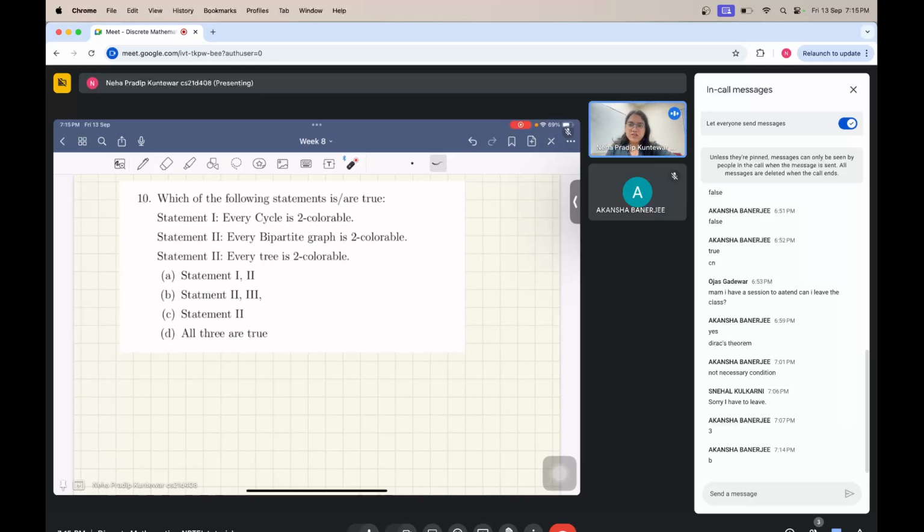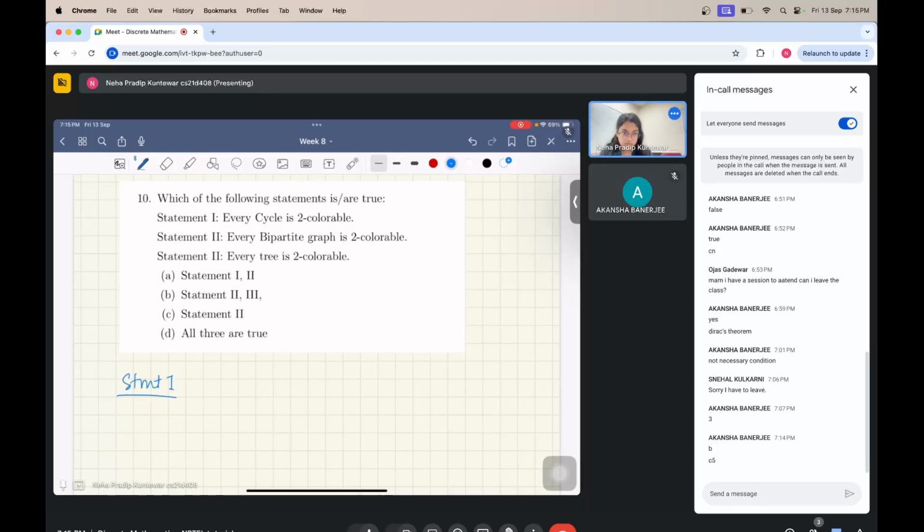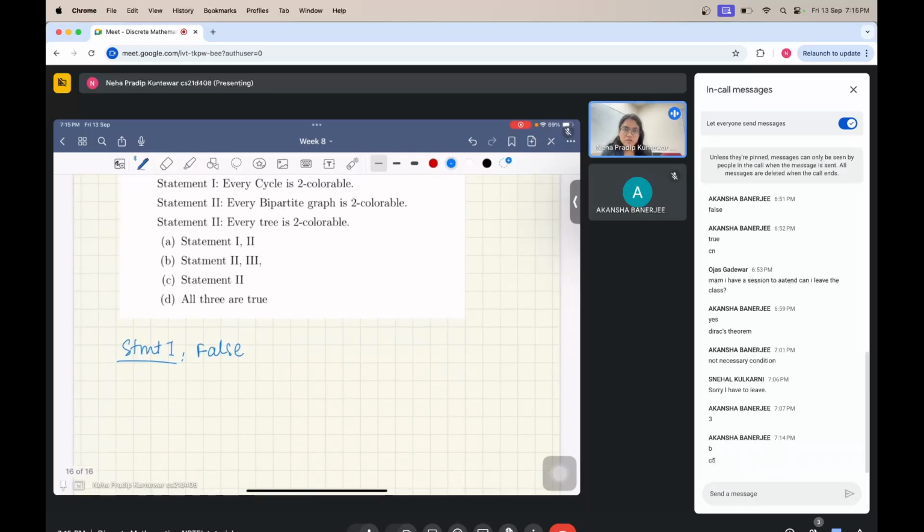Okay, good, that is correct. Do you have a counterexample for statement 1? Yeah, good. A cycle of length 5, or any cycle of odd length for that matter. If you have a cycle of length 5, and say you color this one with yellow, then you're forced to color the neighbors with a different color.